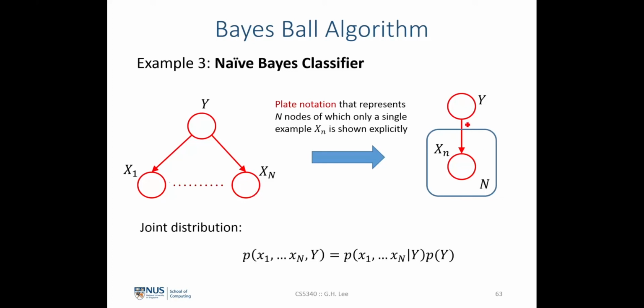So we can simply write this as y pointing to xn, small n, with a plate around it. N here means that this xn is replicated n number of times. We first write the joint distribution using the chain rule in this form, where we condition upon y and multiply by the prior of y, which can be read off from this plated notation.